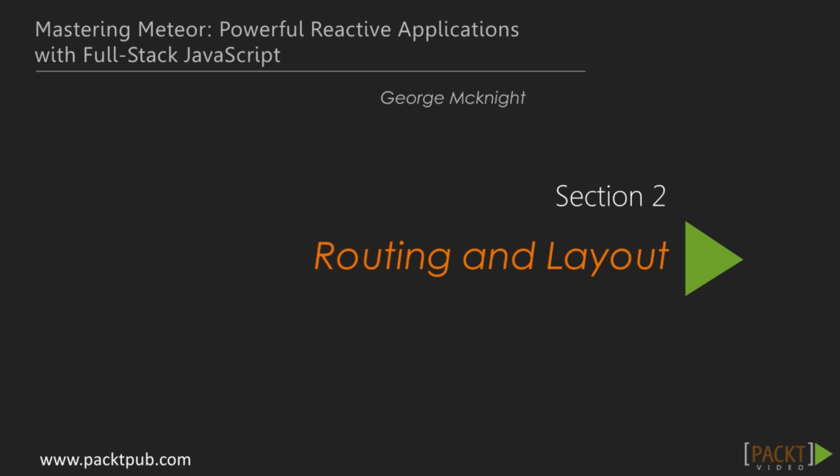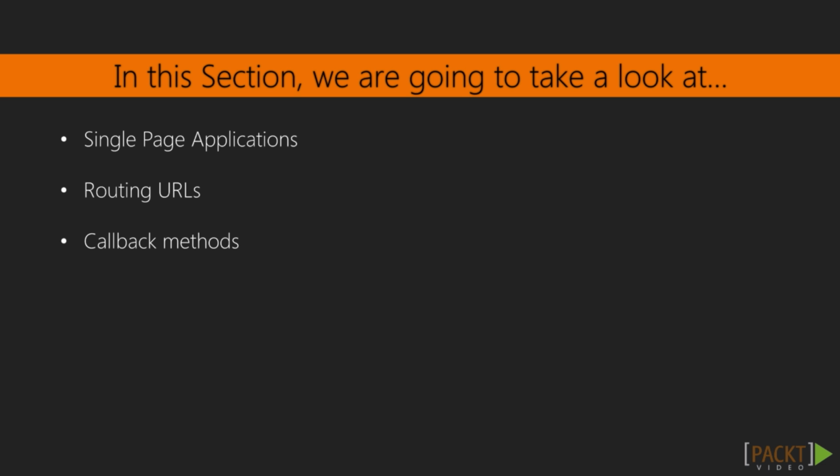In the previous section, we defined Meteor and created our folder structure for our sample application. In this section, routing and layout, we're going to take a look at single-page applications. We'll also take a look at routing URLs and callback methods for our routes.